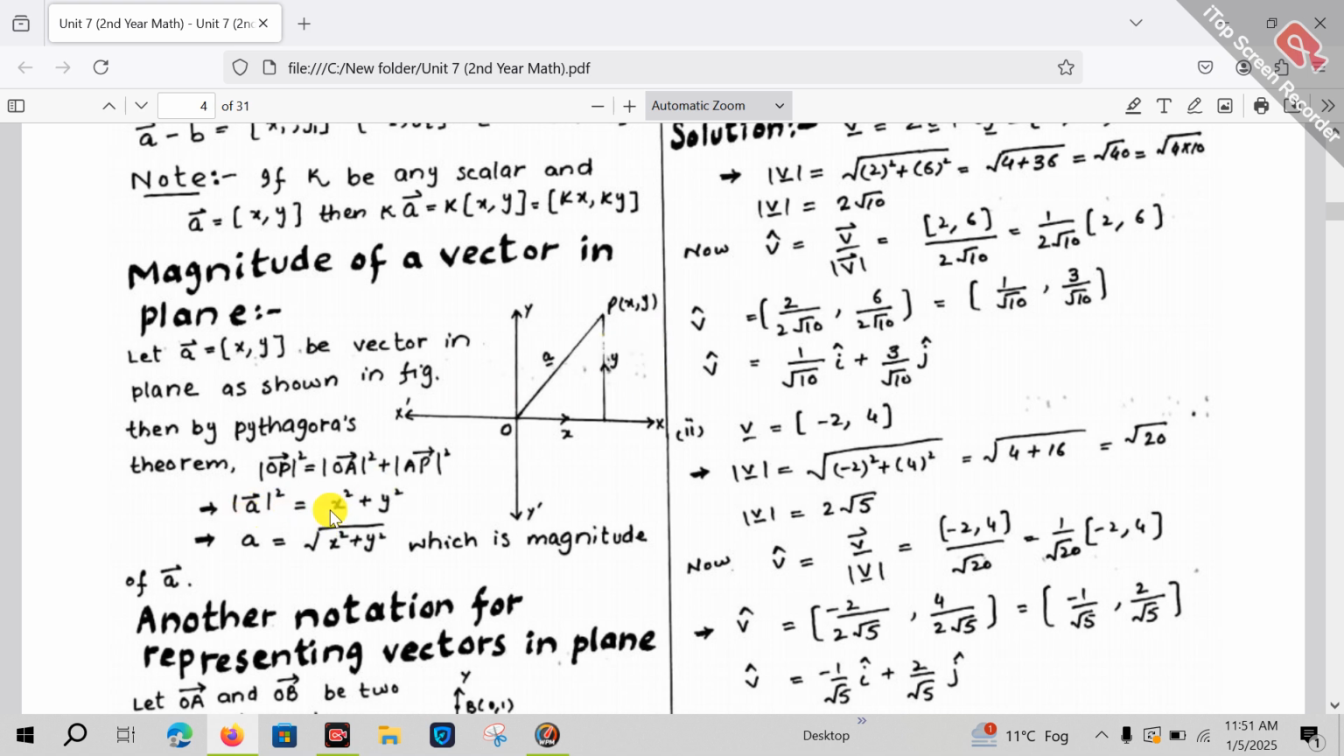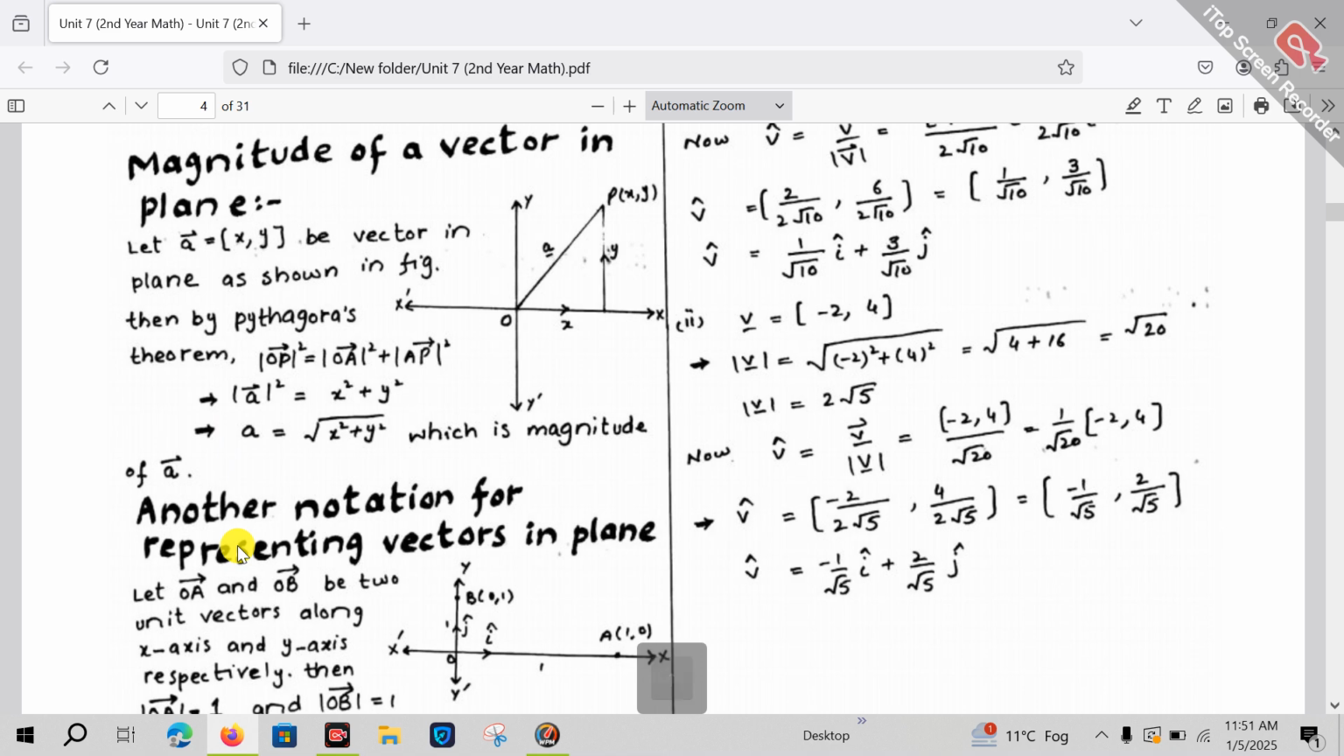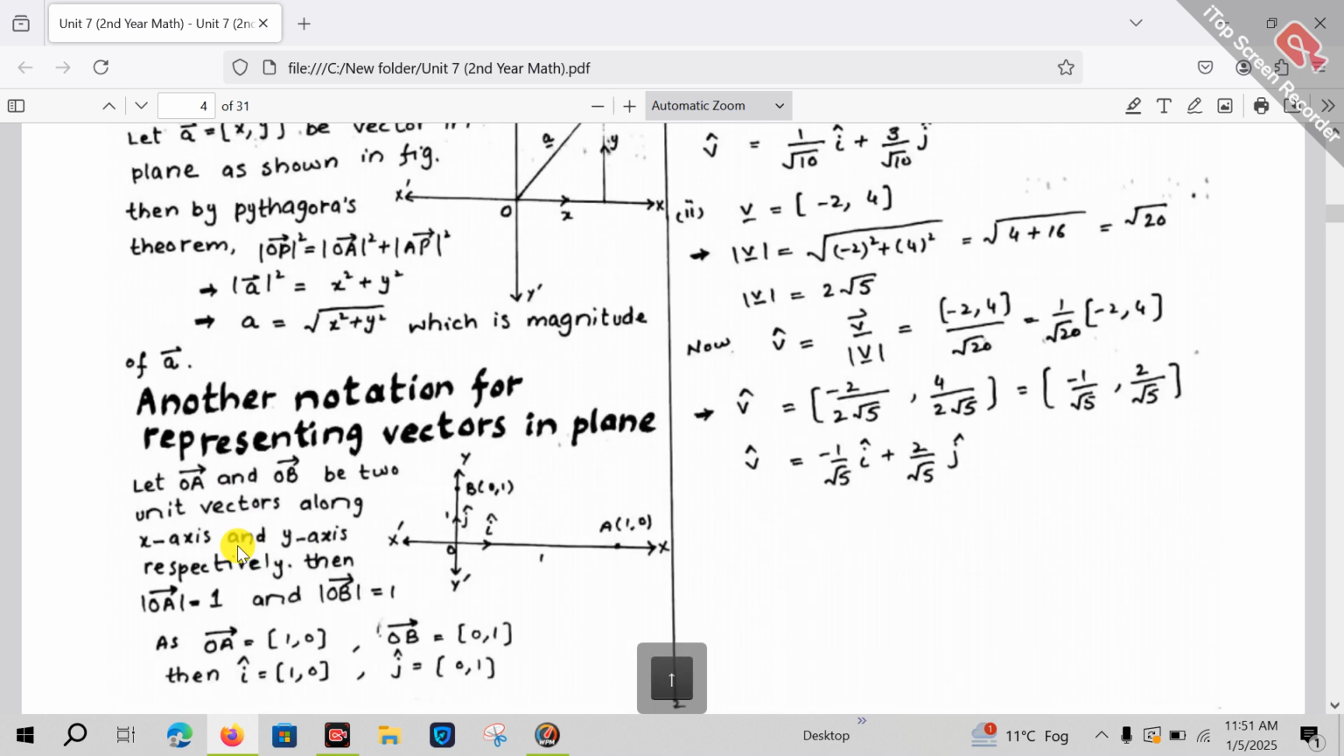So A magnitude squared is equal to x squared plus y squared, and we have read that we can denote this magnitude by removing this arrow and these two lines. So this is simply A. Taking square root on both sides, we have here a plus minus sign, but we know that this is the magnitude. Magnitude means length, length means norm. So this can never be negative. So we can write this as positive. So this is the magnitude of a vector in plane.